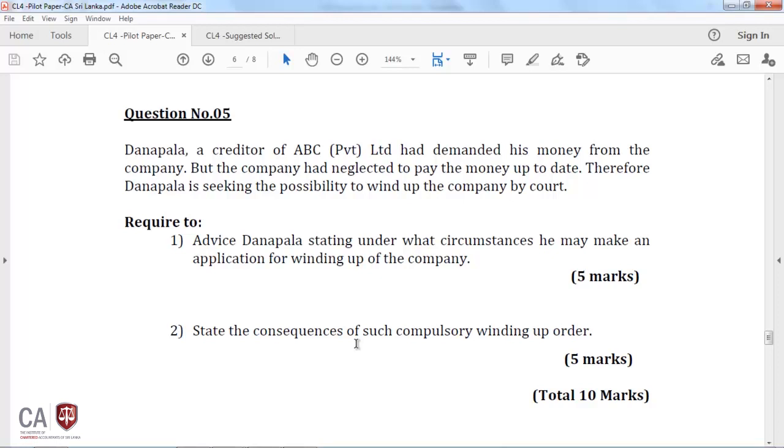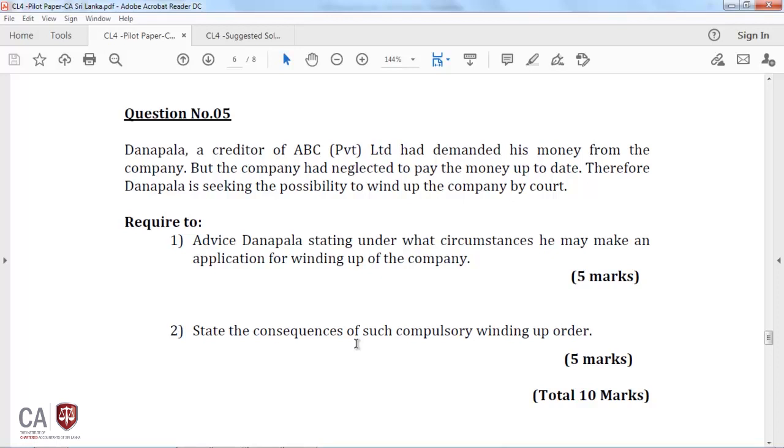Dhanapala is a creditor, and now the company has failed to settle this creditor, or the company has rather neglected to pay the money up to date. Therefore, now Dhanapala is seeking the possibility to wind up the company by court, not a creditor's winding up, but a winding up by court. So he is going to be the petitioner. Dhanapala is going to petition to the court to wind up the company.